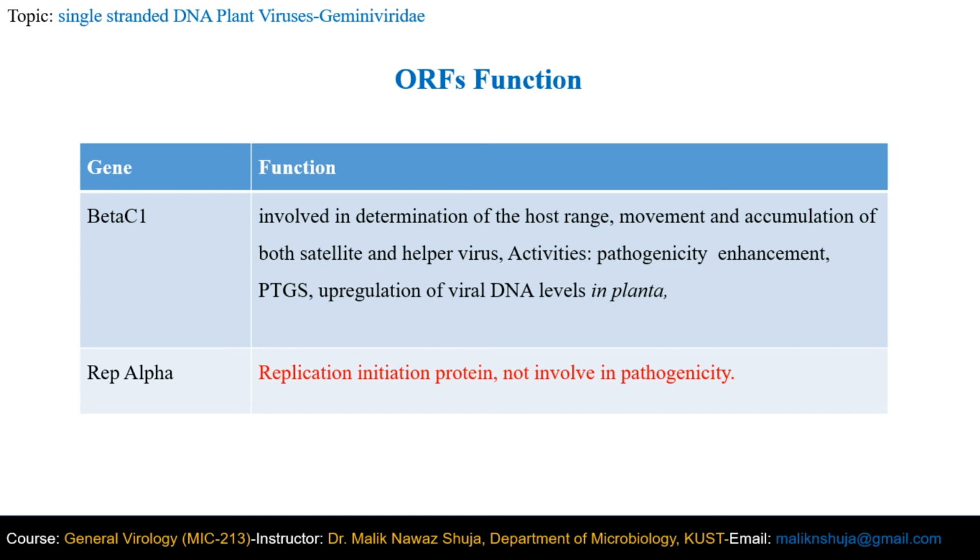Now we are talking about the open reading frame of alpha satellites. In alpha satellite there is only a single gene, which is known as alpha Rep or Rep alpha, and it is involved in the replication process. There is not even a single report about pathogenicity of this Rep protein present in the alpha satellite. It is usually involved in the autonomous replication of the satellite.